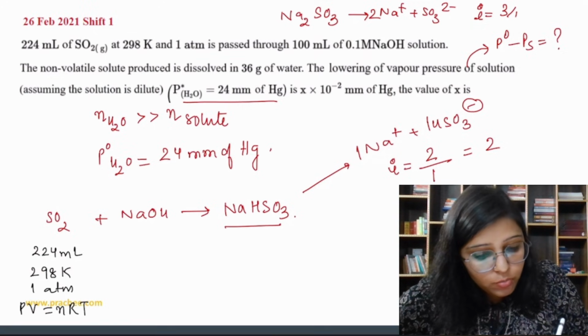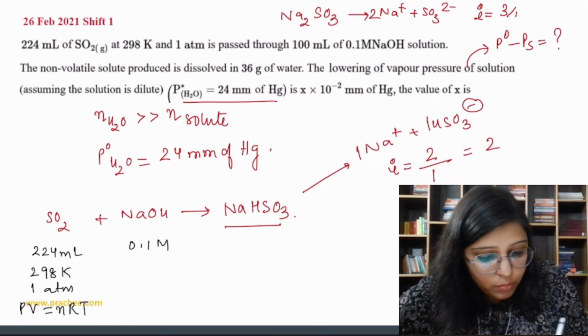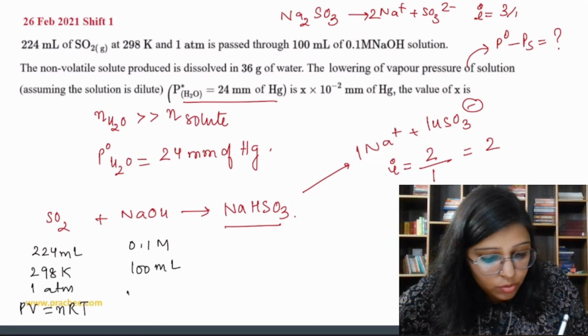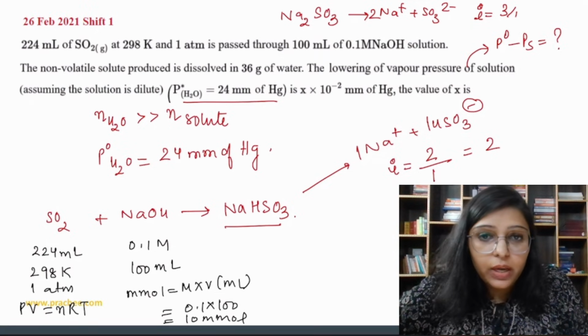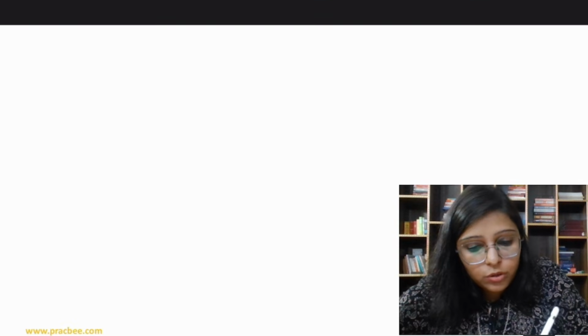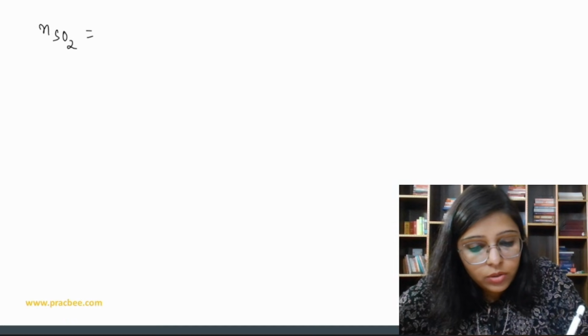And NaOH is 0.1 molar and 100 ml. So millimoles is molarity into volume in ml, which is 0.1 into 100, which is equal to 10 millimole. Okay. Now let's find out moles of SO2.